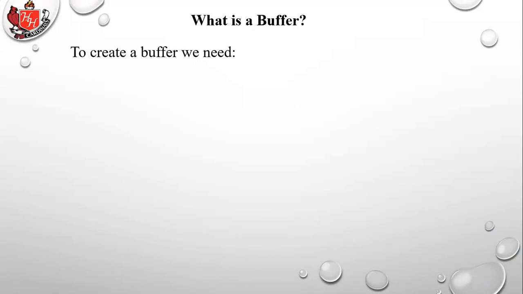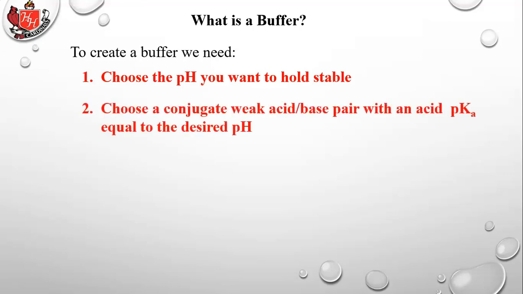So to create a buffer, how do we do it? We need to do several things. First, you need to choose the pH you want to hold stable. So for blood, for example, it's between 7.35 and 7.45. Next, you choose a conjugate weak acid-base pair with an acid pKa equal to the desired pH. Okay, we're going to get into that concept in a later lesson.